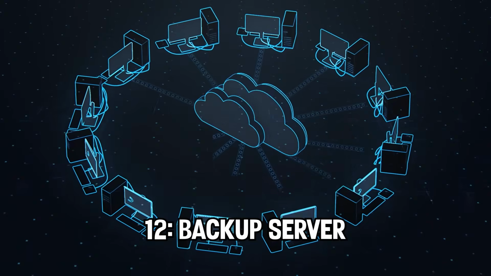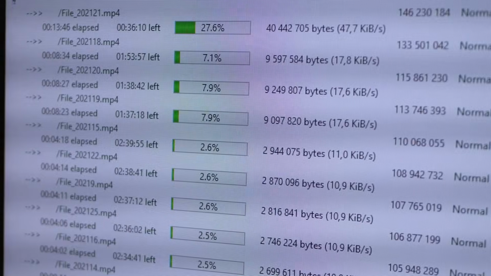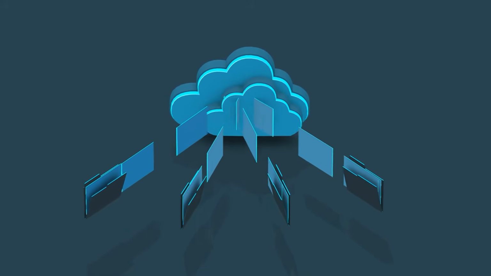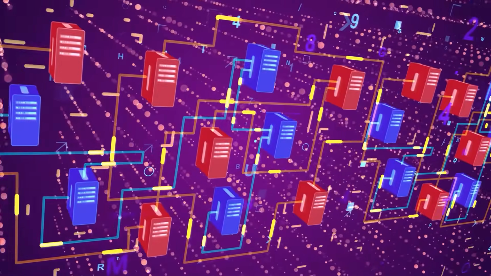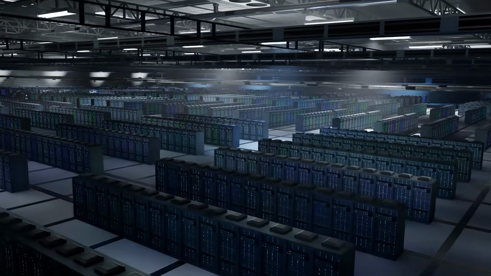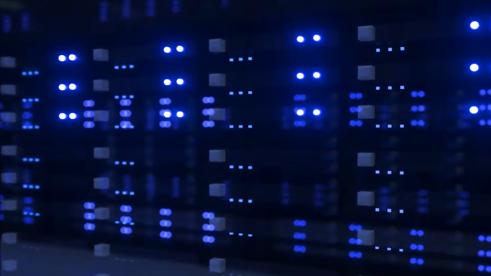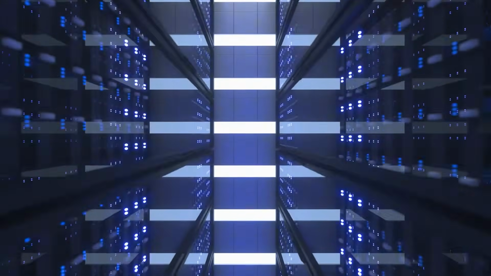12. Backup Server. A backup server is your insurance policy. It stores copies of data from other systems, so if something goes wrong, a cyber attack, a power outage, a hard drive failure, you can recover quickly. Backup servers often run at night, when systems are idle. They make complete or incremental copies of important files, applications, or even entire systems. Some companies use off-site backup servers for extra protection, especially in disaster recovery plans. Without backups, losing a single server could mean losing years of work, customer data, or vital records forever.